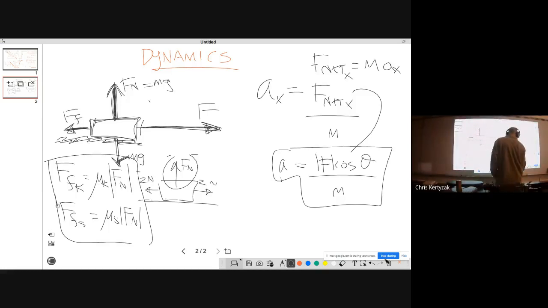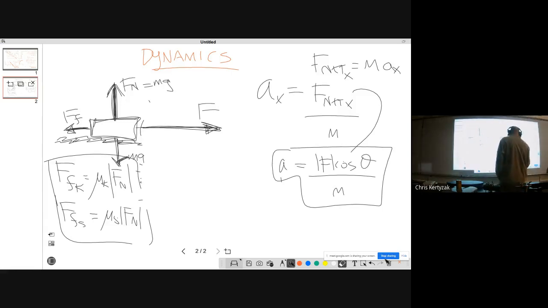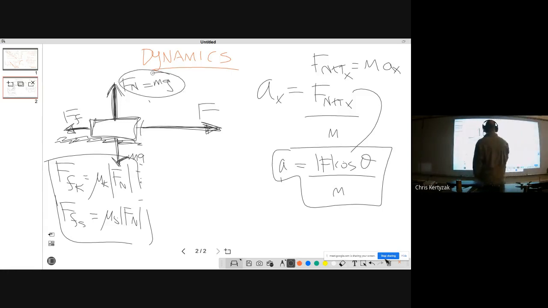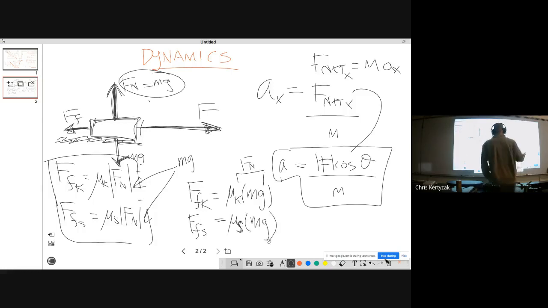Most of the time, if they're being nice to us and giving us this sideways force problem that I've drawn here, then again, the normal force is just mg. So in here, what do you stick for Fn? Mg. So what does this usually boil down to? The kinetic friction force is mu k times mg, where mg is the normal force. Or for the static friction force, mu s times mg.